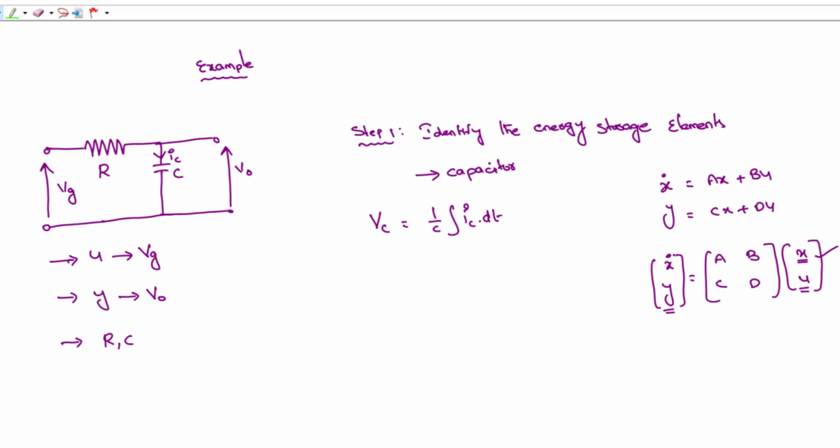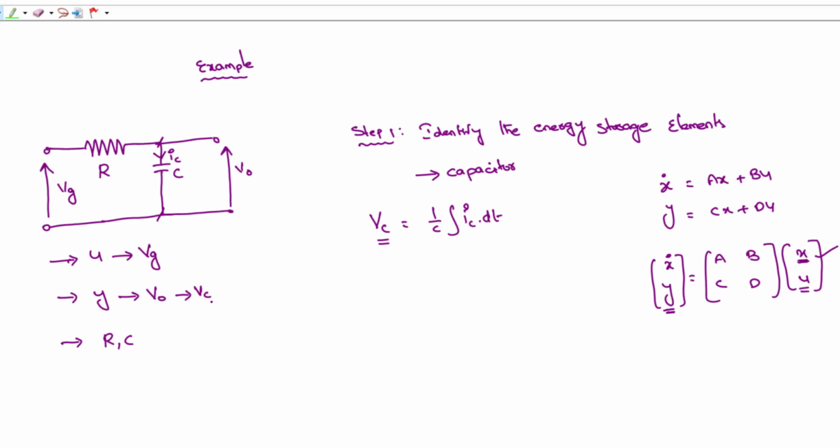Because the voltage across the capacitor only we are considering. The state variable here is Vc. Now, y is the output, which is V0. So now we have Vc or V0, both are the same, because the voltage developed across the capacitor is equal to the voltage developed across the load also. Vc is equal to V0.